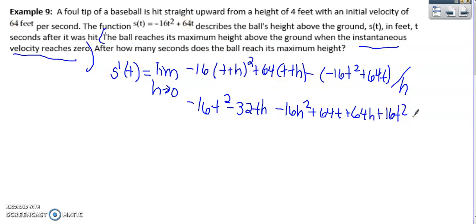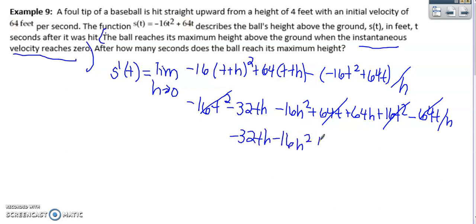Giving out that negative again. This feels kind of similar to the last problem, right? Stuff cancels. We have our negative 64t, our positive 64t. Our negative 16t squared are positive. We have negative 32th minus 16h squared plus 64h. We take the limit when h goes to 0. Plug in 0 for the h's.